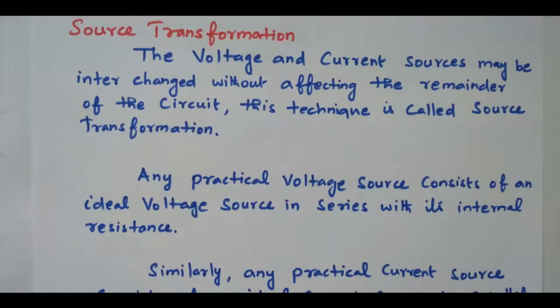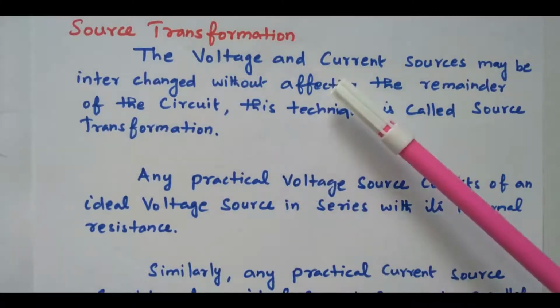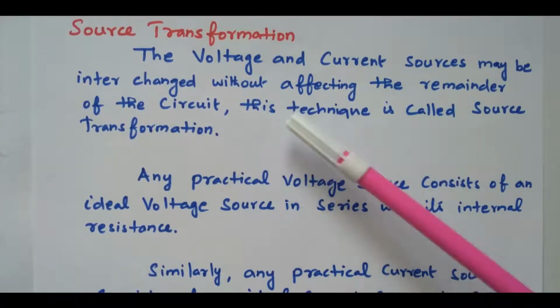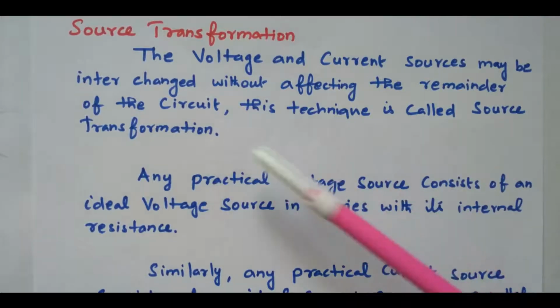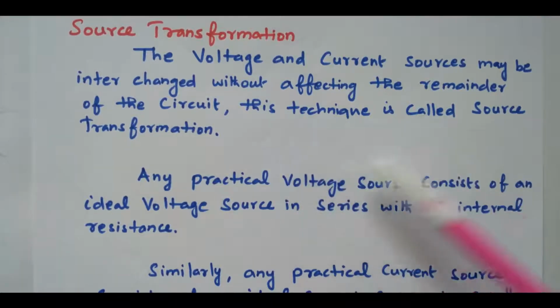Welcome viewers, in this video we'll see the source transformation, that is current source into voltage source and voltage source into current source. The voltage and current source may be interchanged without affecting the remainder of the circuit. This technique is called a source transformation. We can convert the voltage source into current source, current source into voltage source without affecting the remaining of the circuit.